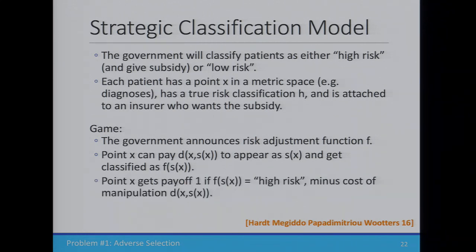The patient and the paired insurer will get a payoff of 1 if they get classified as high risk, so if they get the subsidy, minus the cost they had to pay to manipulate their diagnosis. And the government wants to minimize generalization error here. So it's how correct they are on classifying the manipulated data points compared to what they actually are, the real data point.